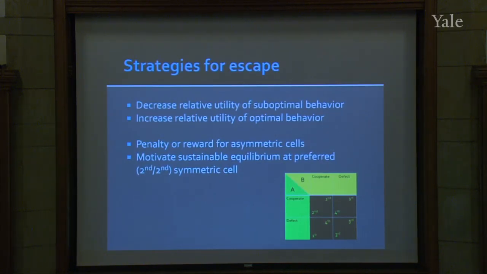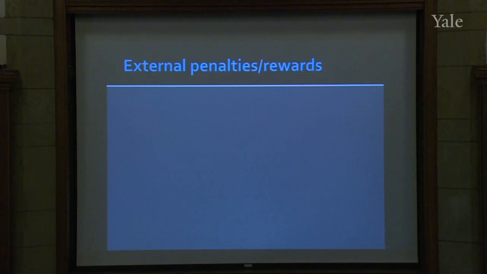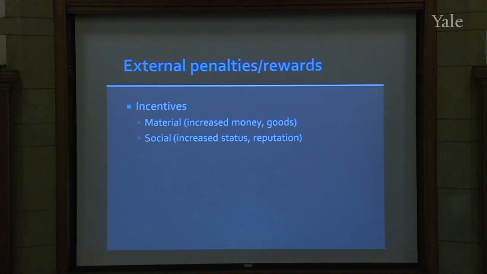So what sort of mechanisms are available in this context? Well, the first place we might look is to external penalties and external rewards. So one thing that we can do is simply to incentivize the cooperative behavior. We can do it with material incentives, like increased money or goods, things that are valuable. We can do it with social incentives. We can have status markers associated with cooperation.